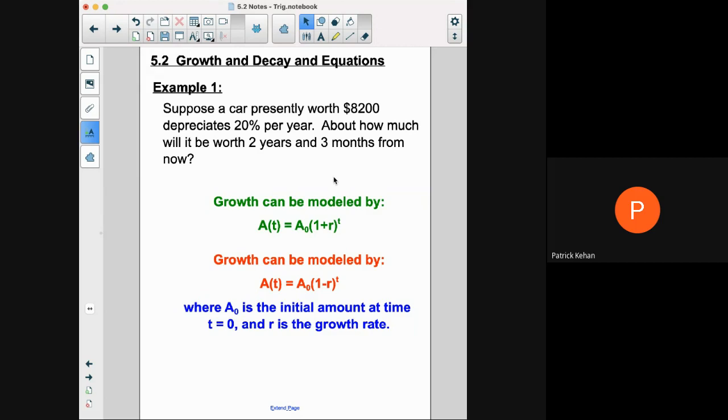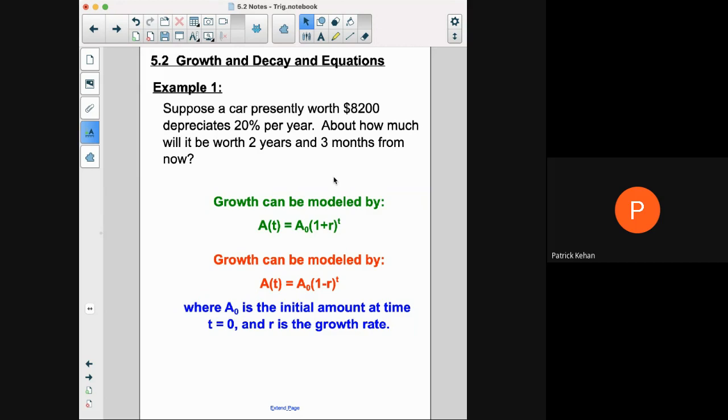First example is one that we've already studied. We're just going to continue working with this concept. We studied it the first day of section 5.1. And it reads, suppose a car presently worth $8,200 depreciates 20% per year. About how much will it be worth 2 years and 3 months from now?